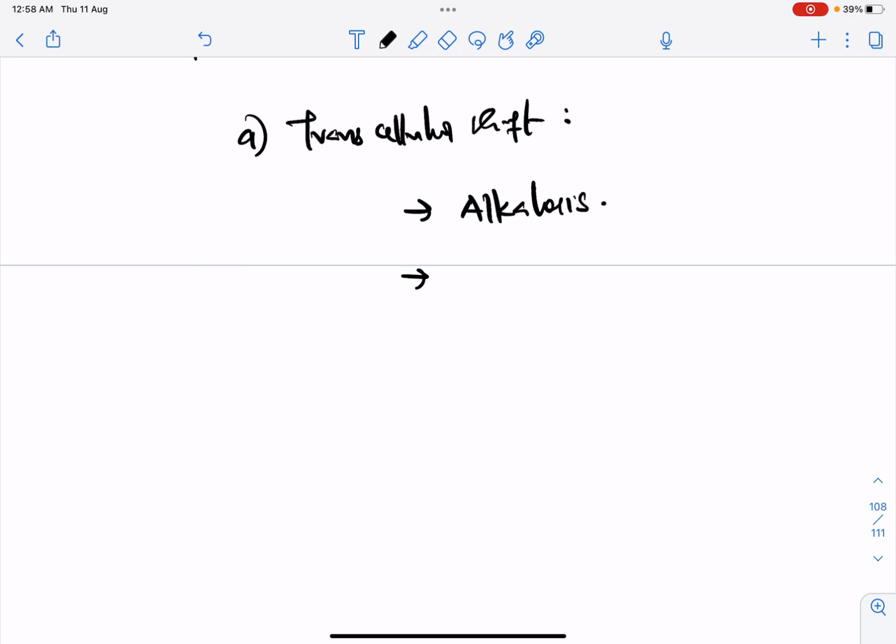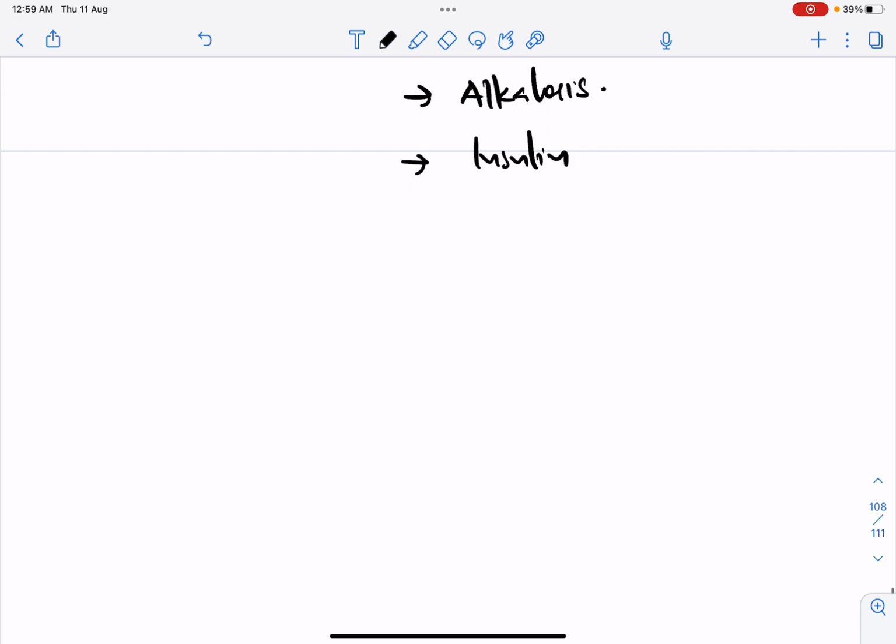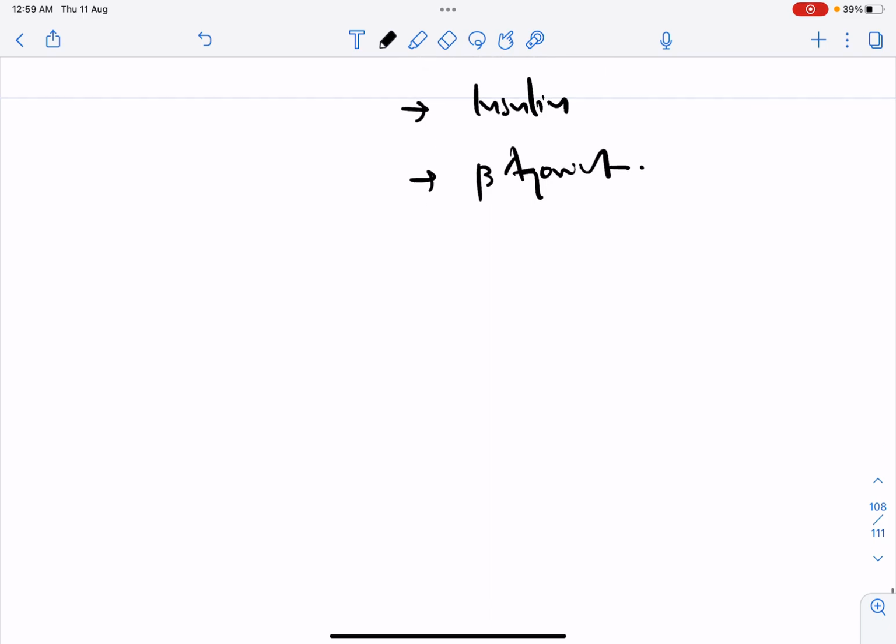The second cause is therapy or treatment with insulin. Insulin also causes intracellular shift of potassium. Then beta agonist drugs with beta adrenergic property. And in case of periodic paralysis, that is, the patient presenting with paralysis, there will be hypokalemic periodic paralysis.